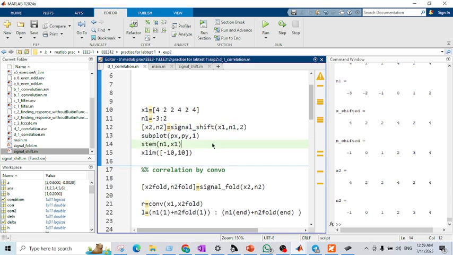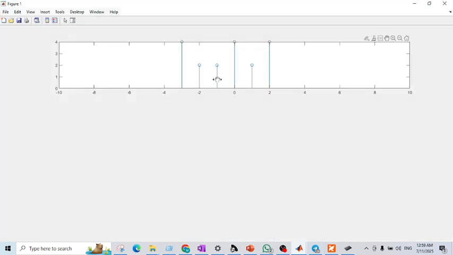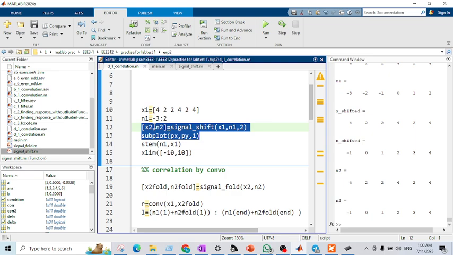And then if I plot this signal, the signal will look like this. This is the original signal, and I haven't plotted the shifted version of the signal, but it's okay. So x1 is the original signal and x2 is the shifted version of the signal.